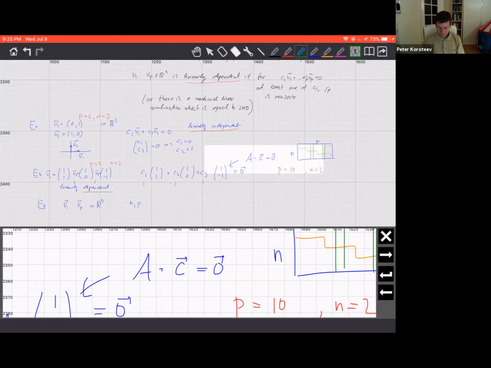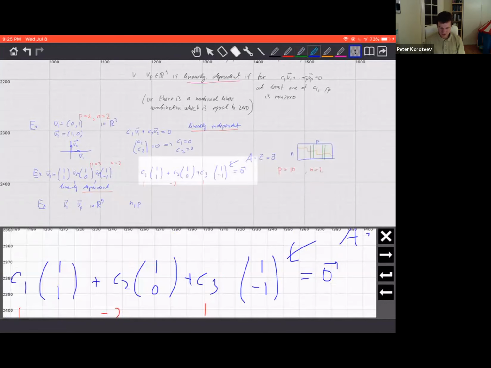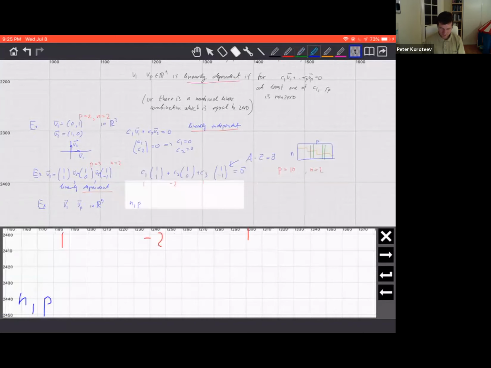So in other words, the number of equations, so here there are 2 equations. Well, if you want to write it, let's maybe write it in.